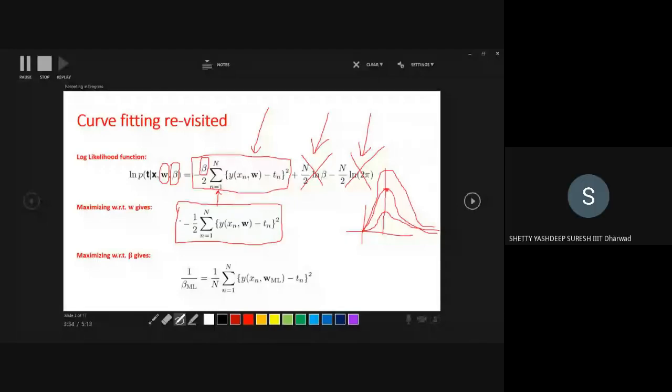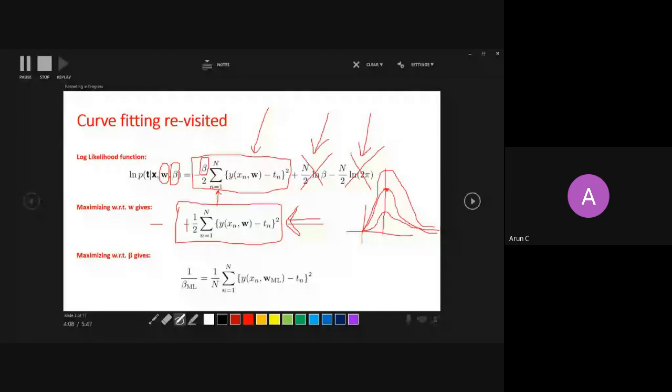If I say that rather than maximizing, I will minimize by taking the negative of this function, then the negative, negative makes it a positive, right? And can anybody tell me what this looks like? Cost function. Mean square. Yeah, it is a sum of squares function, right? It is a sum of squares.